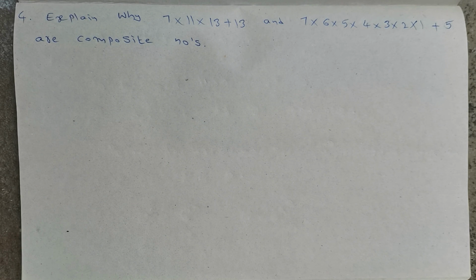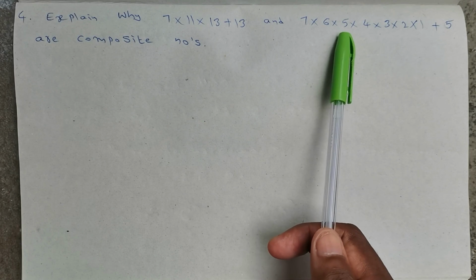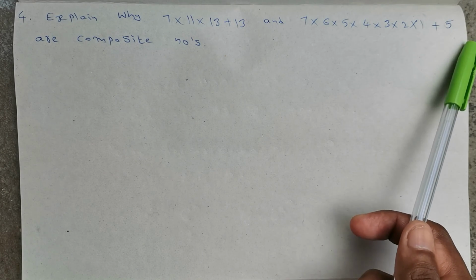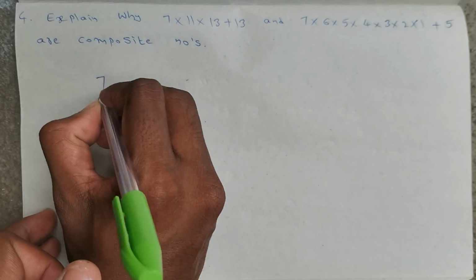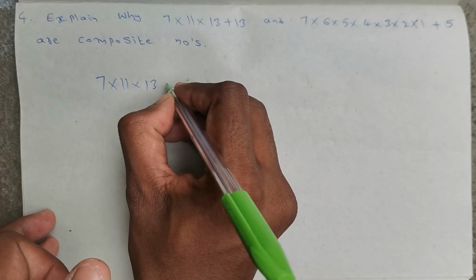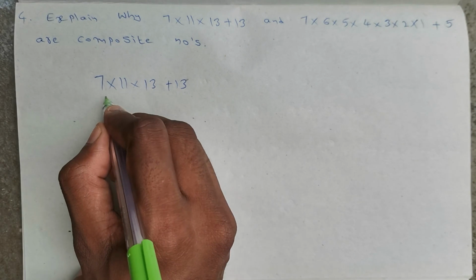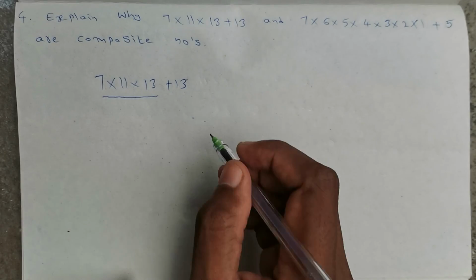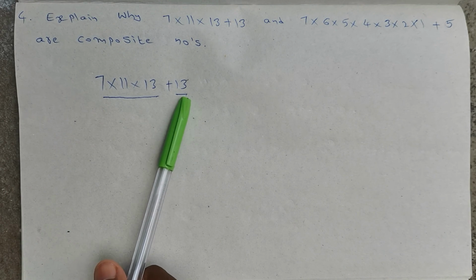Okay, the next question, the fourth one, is: explain why 7 into 11 into 13 plus 13 and 7 into 6 into 5 into 4 into 3 into 2 into 1 plus 5 are composite numbers. Let us take the first number, 7 into 11 into 13 plus 13. If you observe clearly, we have only one plus or minus symbol, that is this one. So this total will become one term and this will become the second term. So only two terms are there.